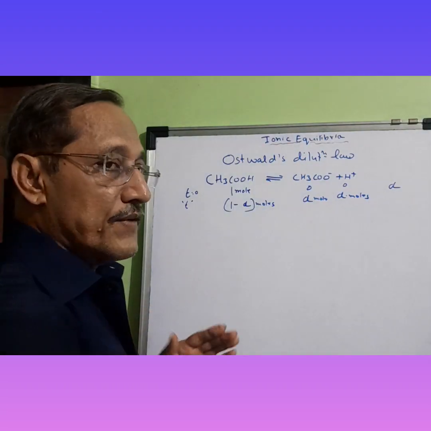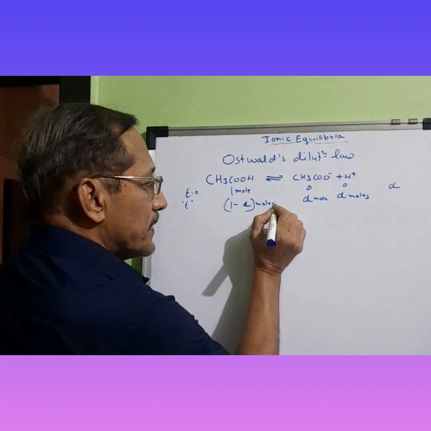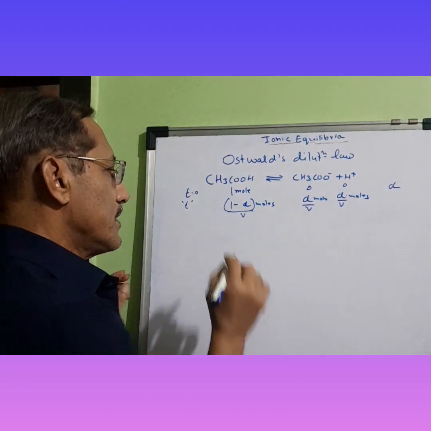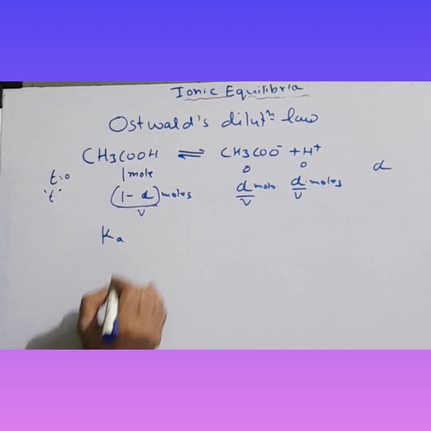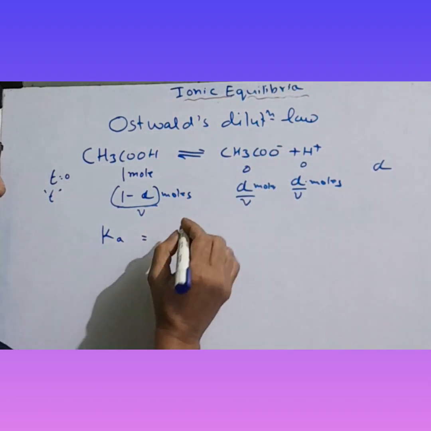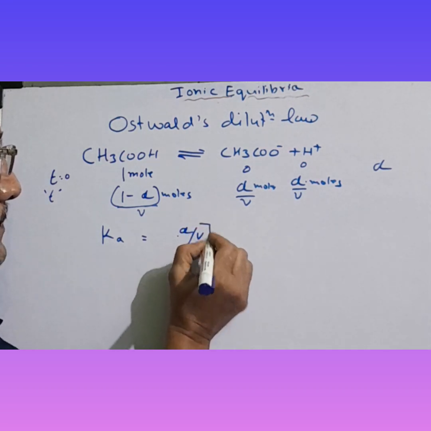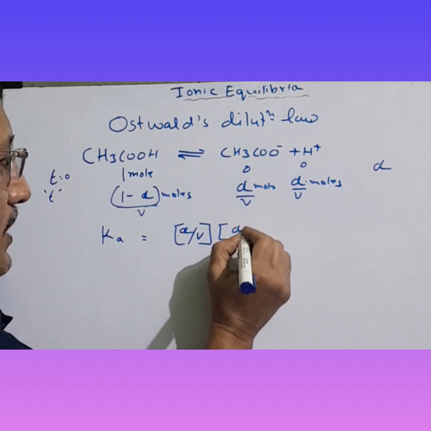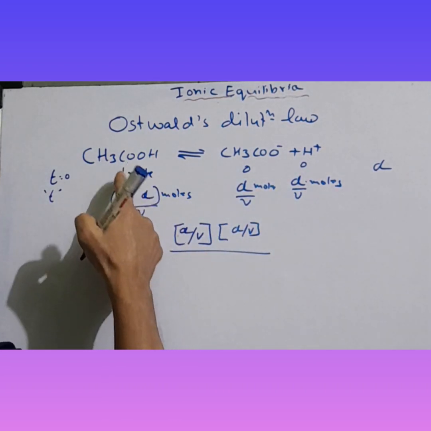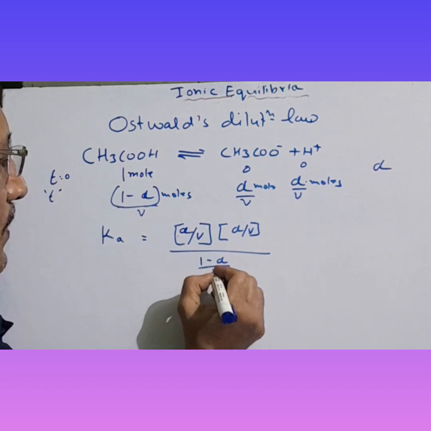Now we deal with concentration. We know moles per liter is concentration, so in order to speak in terms of concentration, we have to divide by V. Now we are talking in terms of concentration, and we know the equilibrium constant. Since this is an acid, I would write Ka as the product of concentrations of products. Here the concentration of acetate ion is alpha over V, and the same is also the concentration of H plus ion, divided by the concentration of the starting material, the reactant, that is 1 minus alpha over V.